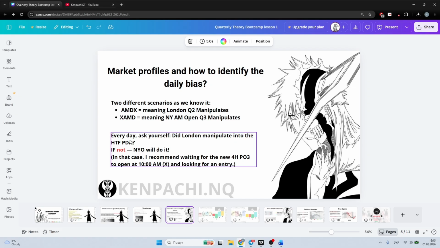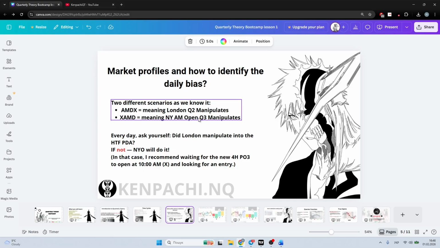Also, note this: every day ask yourself, did London manipulate into the high time frame PDA? If not, New York will do it. So again, looking back here, London manipulates in Q2. London is Q2 in the daily cycle, and London manipulates. It does mean that we have an AMDX profile. If London did not manipulate, then New York Open will do it. So it's going to be an XAMD profile.